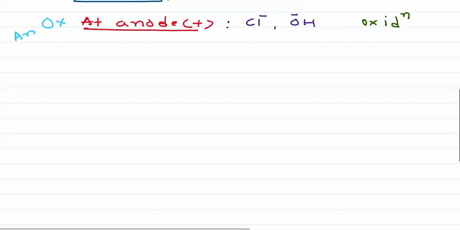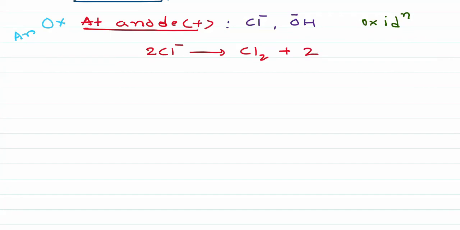Now come back to this. Cl- preferably undergoes oxidation. Cl- ions lose electrons and get liberated as chlorine gas. The electrons which are lost at the anode are gained at the cathode. The cathode here is the negative electrode. It's very important to remember the charges of the anode and the cathode.